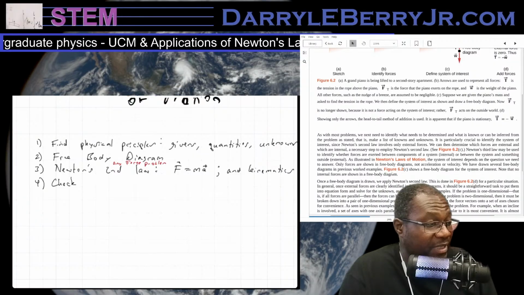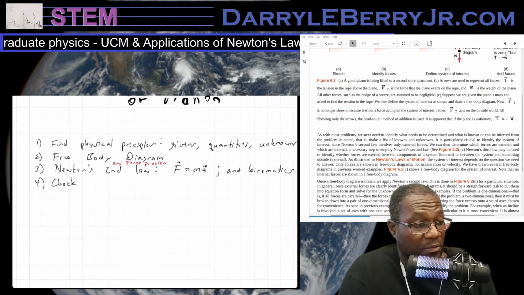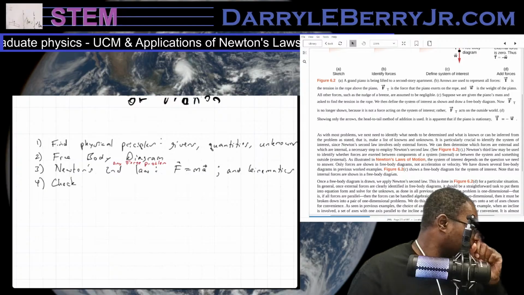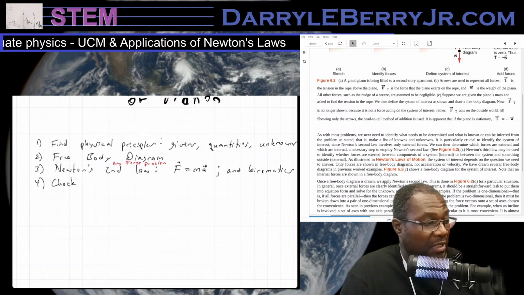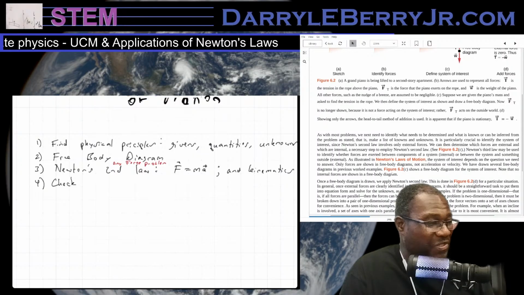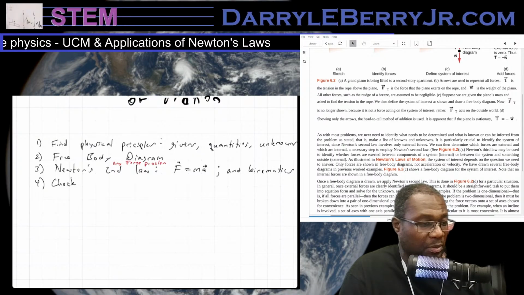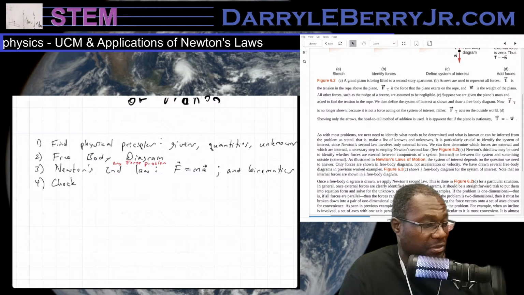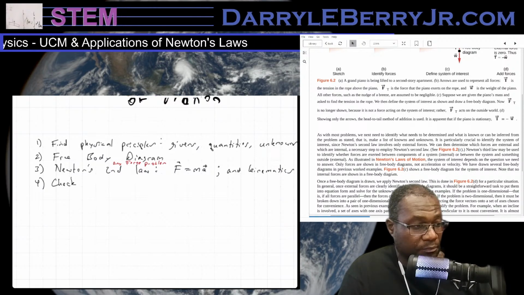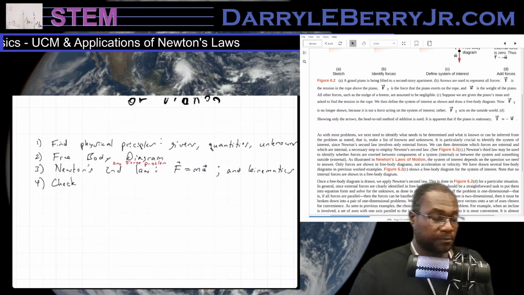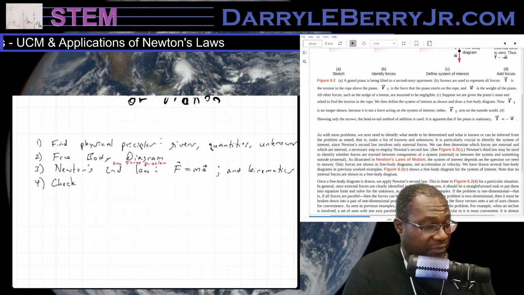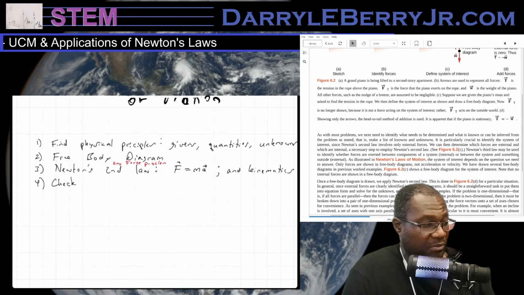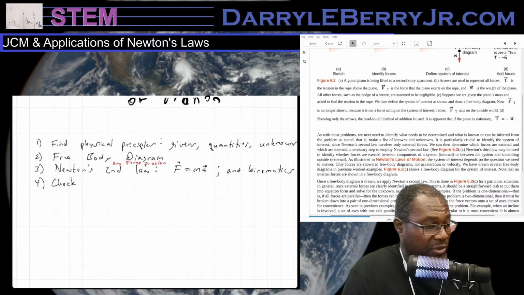Next we need to identify what needs to be determined and what is known or can be inferred from the problem as stated, that is, make a list of knowns and unknowns. It is particularly crucial to identify the system of interest, since Newton's second law involves only external forces. We can then determine which forces are external and which are internal, a necessary step to employ Newton's second law. Newton's third law may be used to identify whether forces are exerted between components of a system, internal, or between a system and something outside, external.